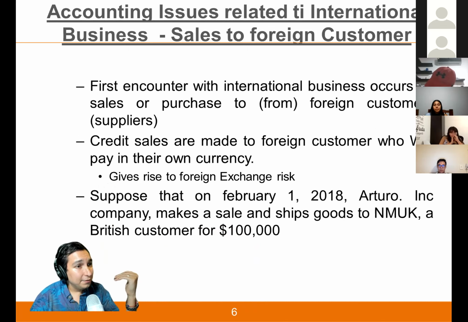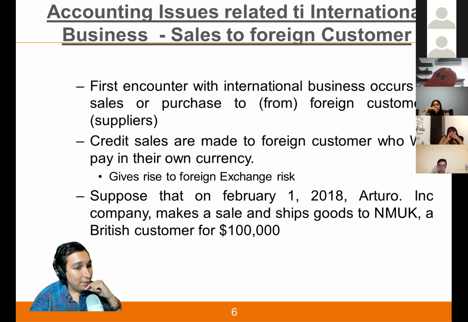Our first encounter with international business occurs as sales or purchases to or from foreign customers or suppliers. Credit sales are made to foreign customers who will pay in their own currency. This gives rise to foreign exchange risk.